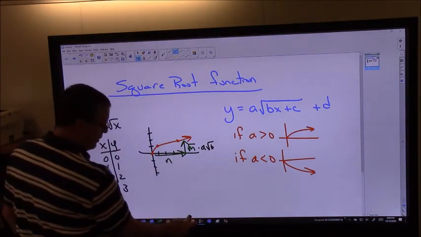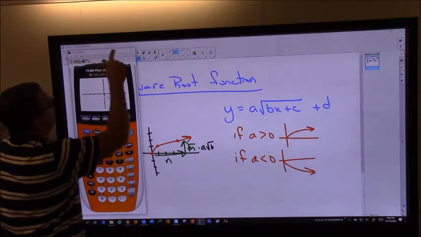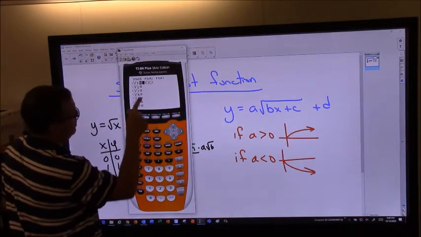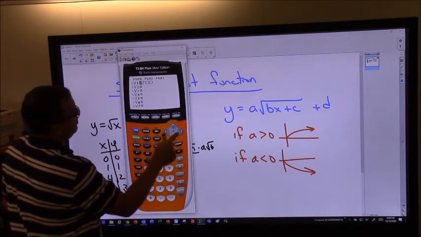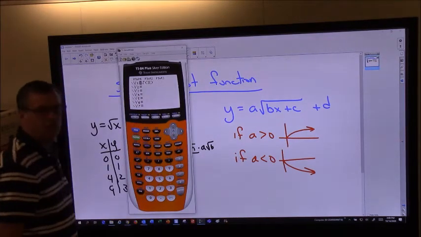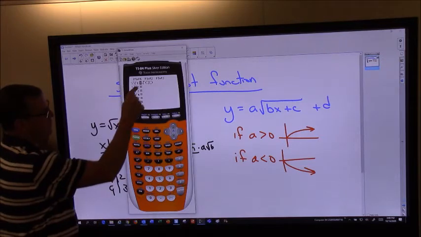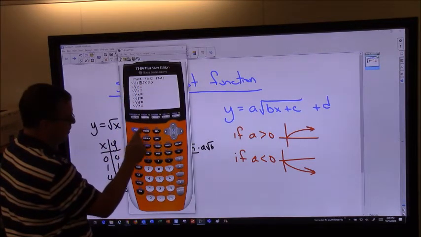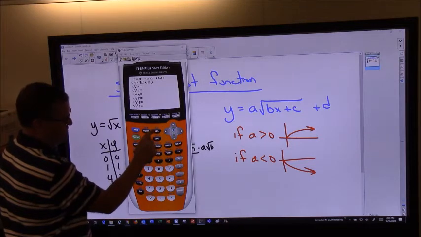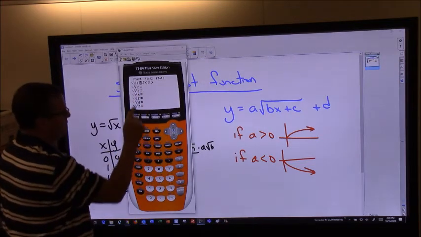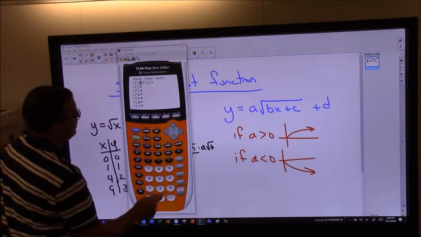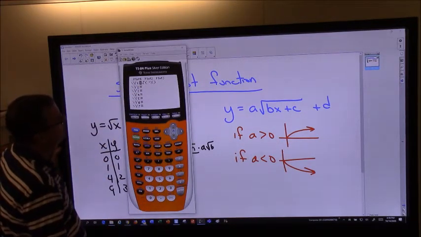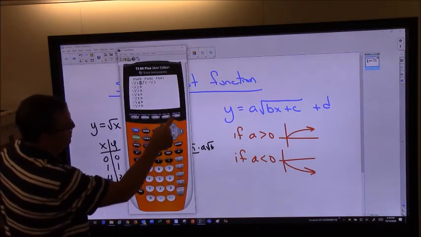What about the b value? So I'm going to go back to my y equals, I'm going to delete that negative sign, and I'm going to put a negative sign right in front of the x. To be able to type things in front of something, you have to do second function insert, right here where the delete key is. That's what allows me to type in there. So now if I put a negative sign, I've got the square root of a negative x. All right, so what does this look like? Let's hit graph.